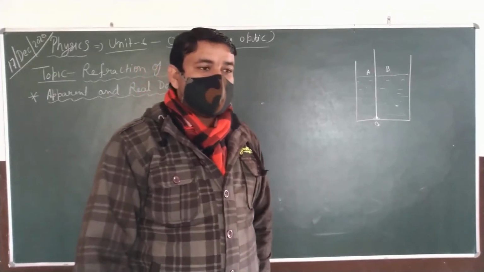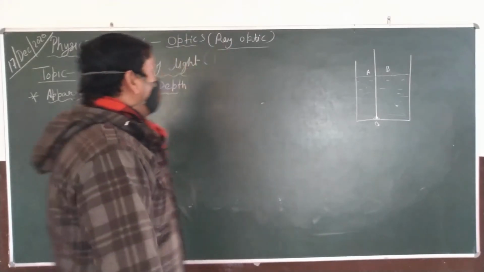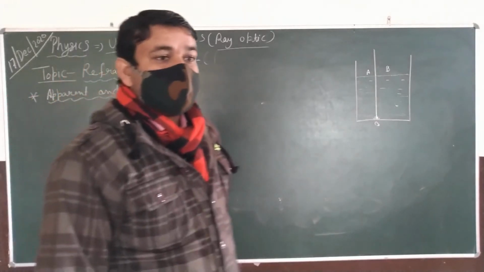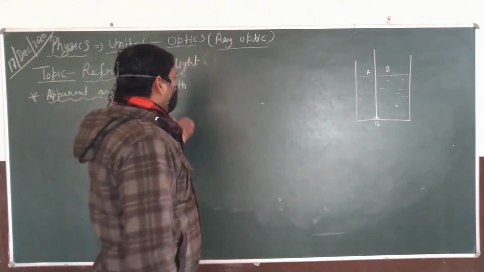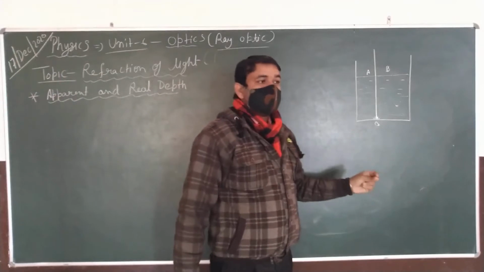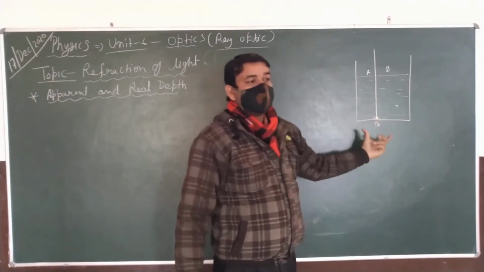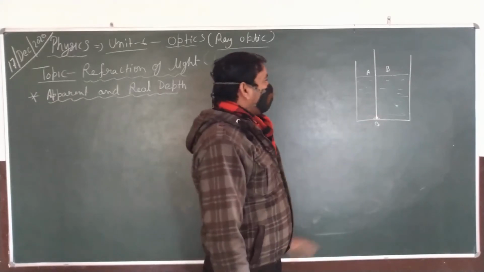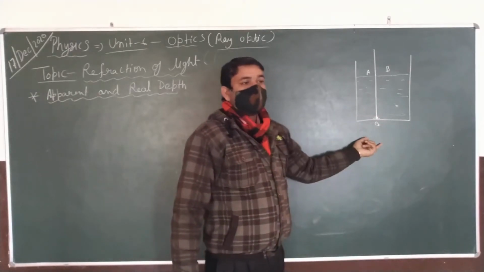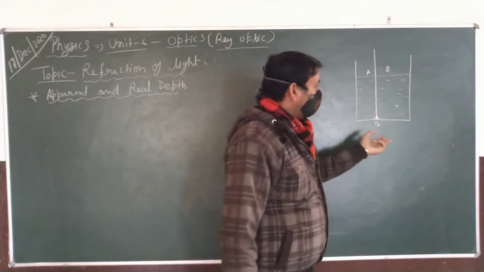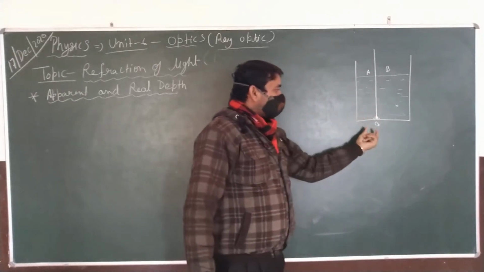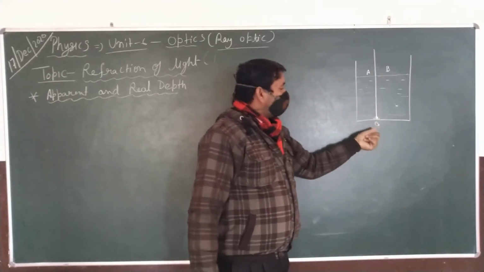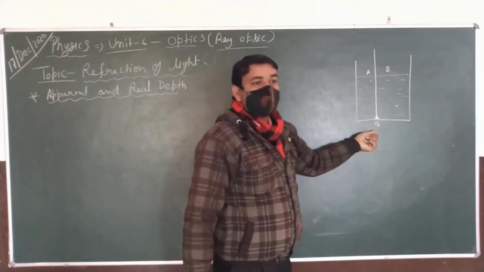Students in class 12 physics, today's topic is apparent and real depth. To understand apparent and real depth, we are going to explain it with an example. Let's say we have a container filled with transparent liquid, and inside the container at the bottom an object is placed at point O.